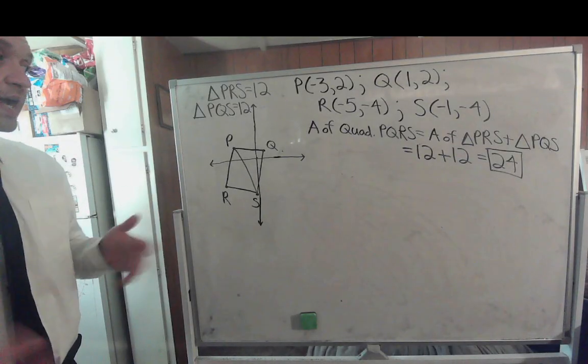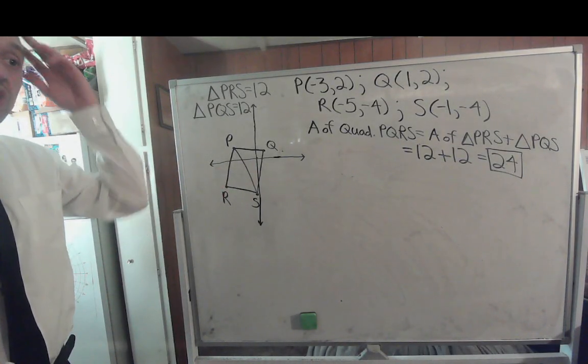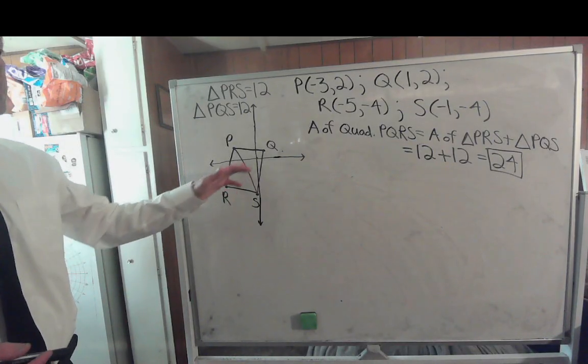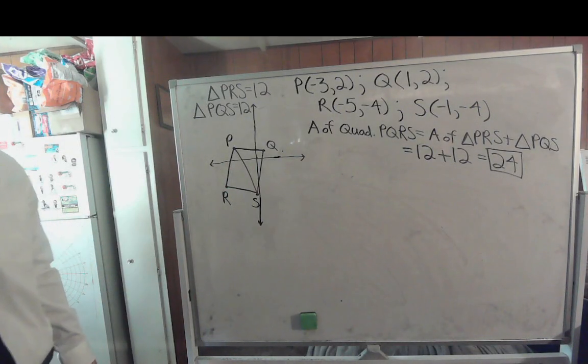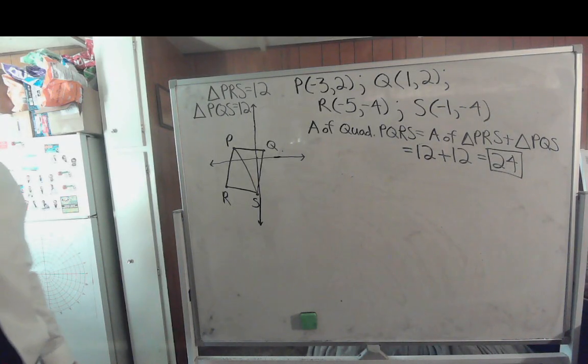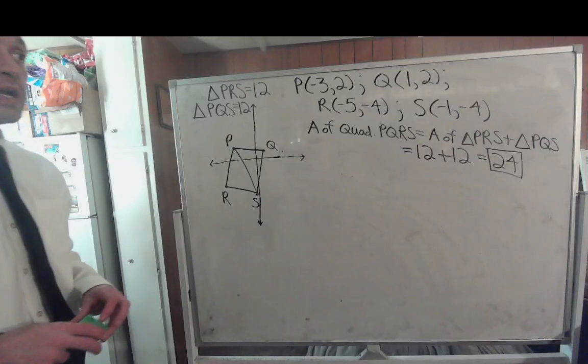So whenever you have other objects besides triangles, generally you can split them into triangles and just take the determinant of separate triangles and find the area that way.